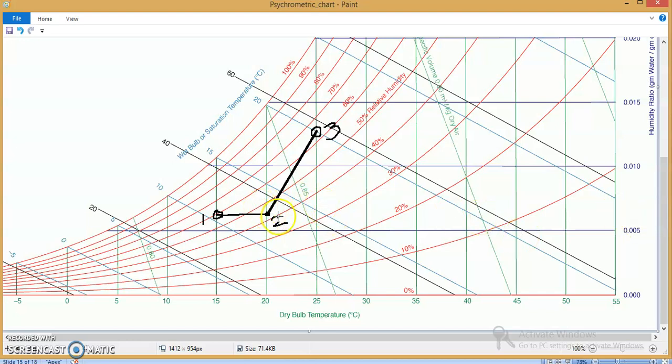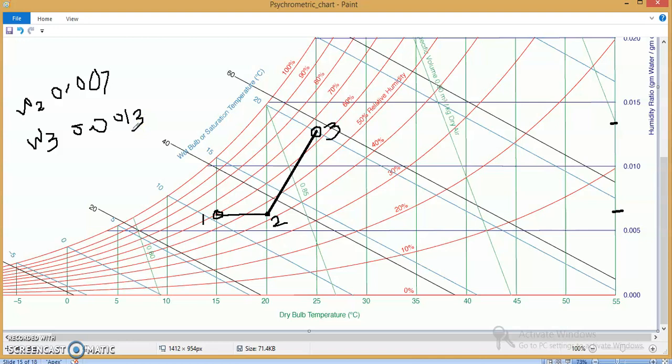So omega corresponding to point 2 is approximately 0.007, and point 3 lies here, which comes to be approximately 0.013. So 0.007 is omega 2 and omega 3 is 0.013.